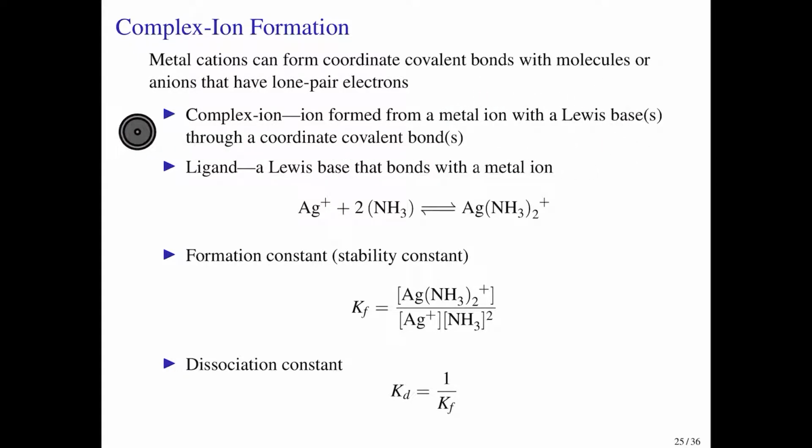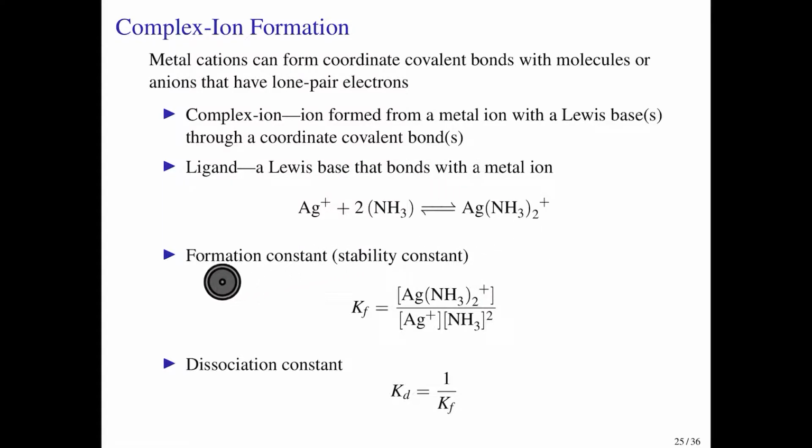And so the complex ion, you have a metal with two or more Lewis bases attached to them through coordinate covalent bonds. And the example that we looked at previously was this reaction of silver plus with ammonia to give us this Lewis base adduct here. And we call this a complex ion. And the reaction that you see here has a name. It's called a formation reaction.